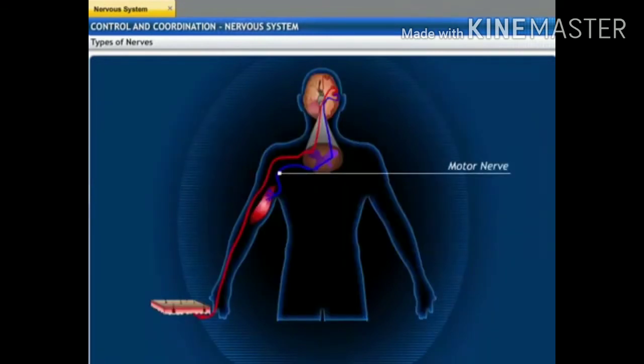Motor nerves carry messages back from the brain or spinal cord to all the muscles and glands in the body. Mixed nerves carry both sensory and motor signals.